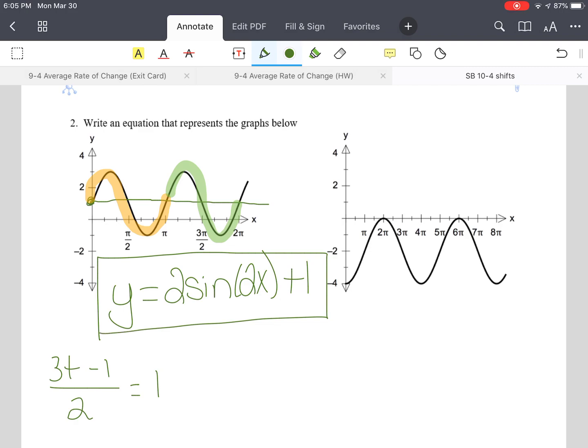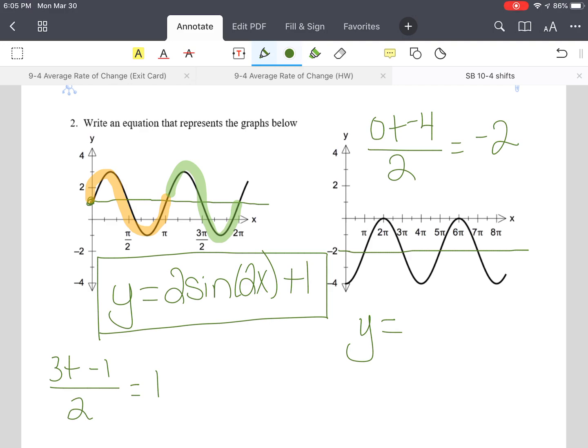Let's take a look at this one. Let's find the midline first. So highest y plus lowest y divided by 2. So 0 is the highest y, plus negative 4 is the lowest y, divided by 2. So that's negative 2 divided by 2. I'm sorry, it's negative 4 divided by 2, which is negative 2. So my midline is at -2.